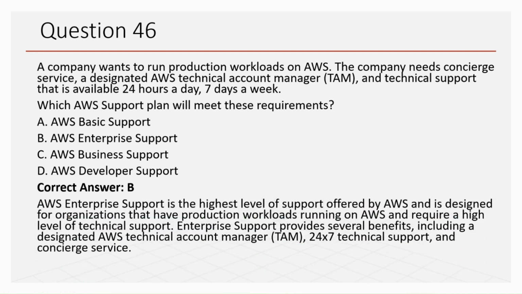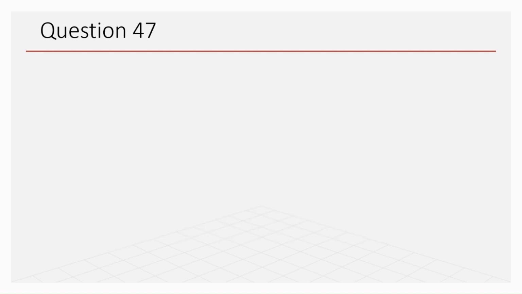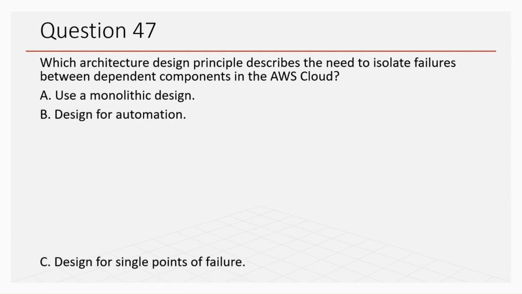And the reason the correct answer is B is because AWS Enterprise Support is the highest level of support offered by AWS and is designed for organizations that have production workloads running on AWS and require a high level of technical support. Enterprise Support provides several benefits, including a designated AWS technical account manager, 24/7 technical support, and a concierge service. So, therefore, the answer is AWS Enterprise Support. Now, let's look into the next question. Question number 47.